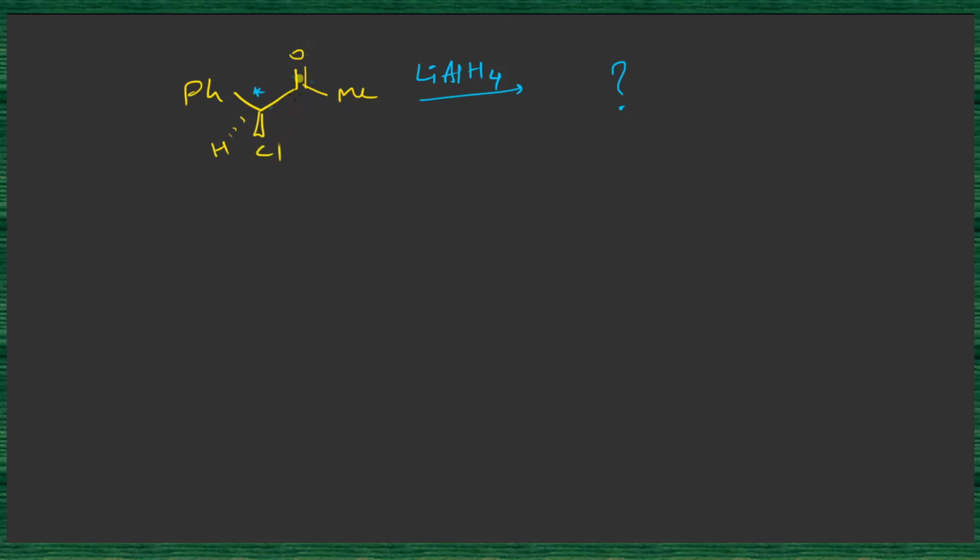You all know that chlorine and oxygen are of comparable electronegativity, and that's why this will be the dipole of this carbon-chlorine bond, and for the carbon-oxygen double bond this will be the dipole. And due to dipole repulsion, this carbon-chlorine bond and this carbon-oxygen double bond will always try to maintain an anti relationship with each other.